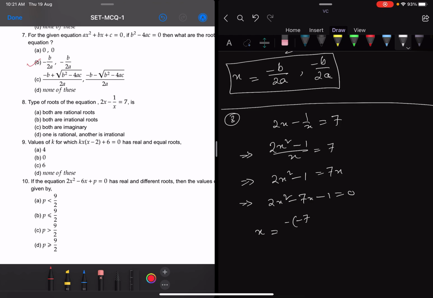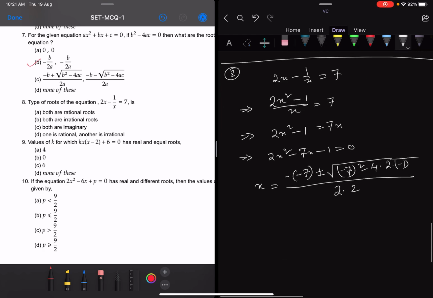Minus b plus minus root over b² − 4ac, divided by 2a. Now what is c? Sorry, c is minus 1. So x equals 7 plus minus root over 49 plus 8, divided by 4, which is 7 plus minus root over 57 divided by 4.